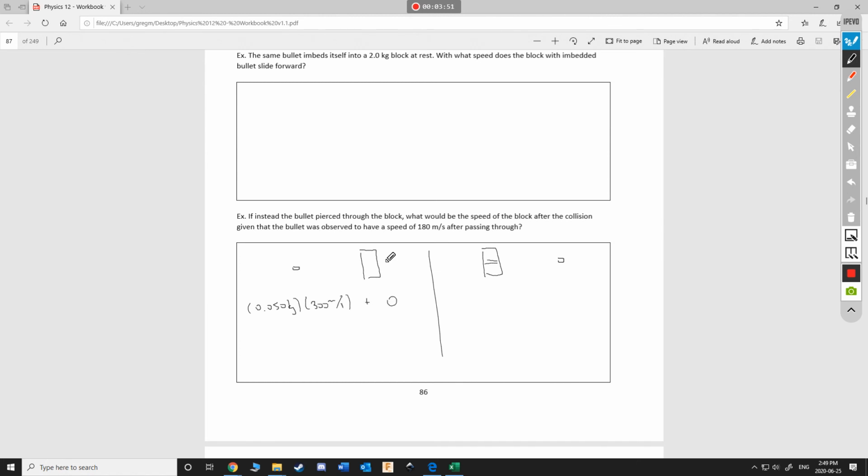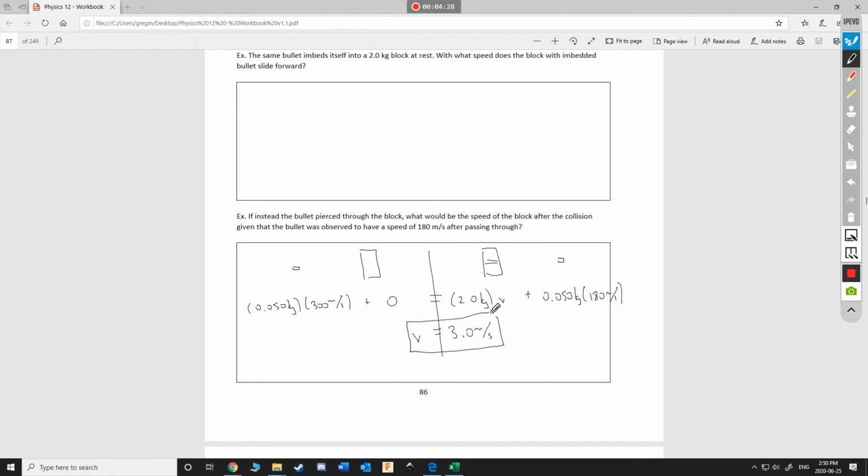The momentum of this block initially is 0. Afterwards, that 2 kilogram block is going to be sliding forward at some speed, assuming it doesn't tip over. And the mass of the bullet is still 0.05, but now it's slowed down to 180 meters per second. So a little bit of algebra: 300 minus 180, you get 120, multiplied by 0.05, divided by 2. We see that the velocity of the block in this scenario is 3.0 meters per second.